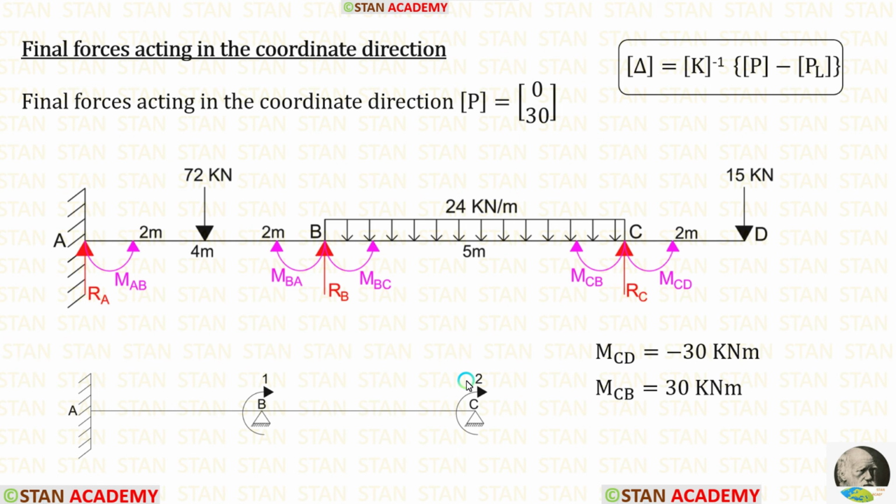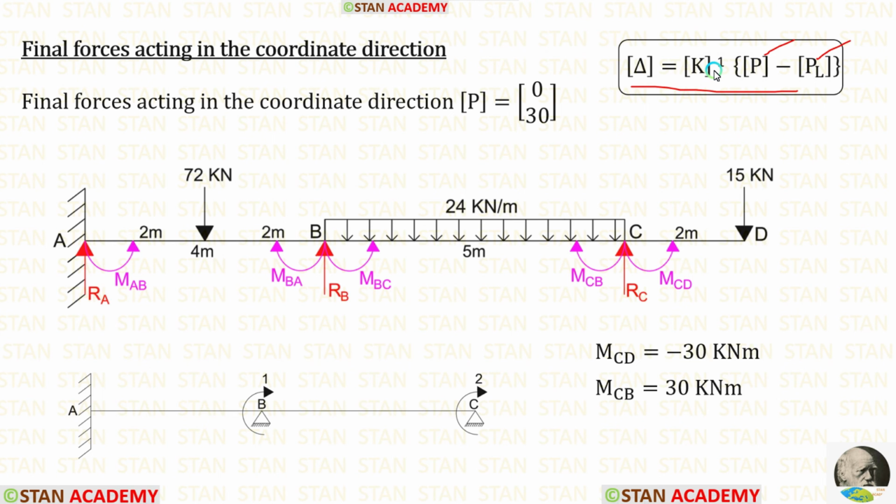Now let us see in the second coordinate. In the second coordinate, we have calculated two moments, MCB and MCD. Here we will have some confusion which moment we have to select. MCD is acting in the overhanging span, so we should not select it. MCB is acting in the span BC, so we have to select MCB. MCB is 30. Let us apply the value. In this formula, we have calculated PL matrix and P matrix.